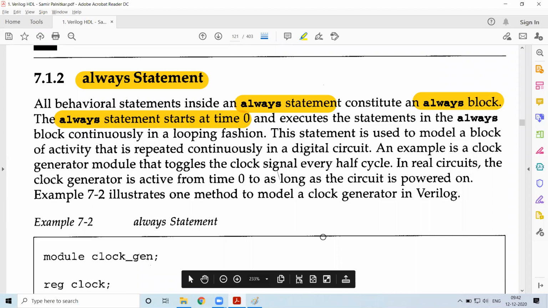There can be multiple always blocks present in a module. But the special feature which differentiates this from the initial block is that this one will be repeatedly executed, but initial block statements won't be executed multiple times. It will be executed only once. So this is the difference between the two.